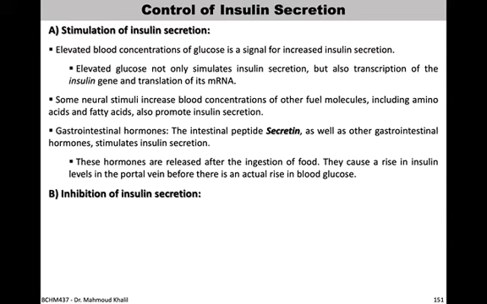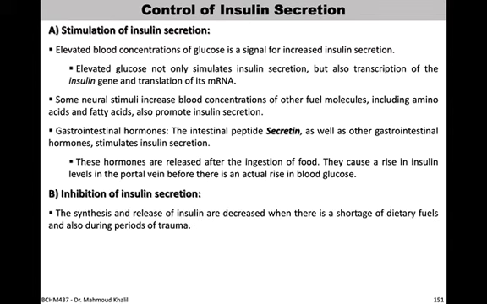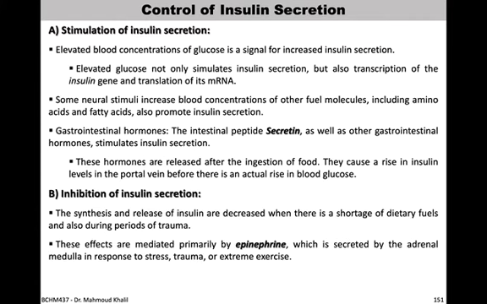So what about the inhibition of insulin secretion? The synthesis and release of insulin are decreased when there is a shortage of dietary fuels and also during periods of trauma. These effects are mediated primarily by an important hormone, epinephrine, or adrenaline, which is secreted by the adrenal medulla in response to stress, trauma, and extreme exercise. The stomach hormone ghrelin also inhibits insulin secretion.